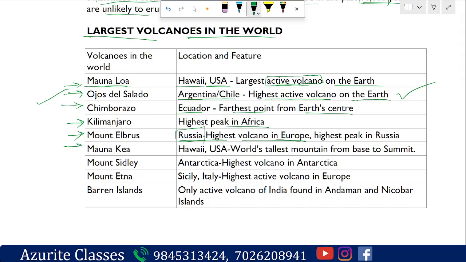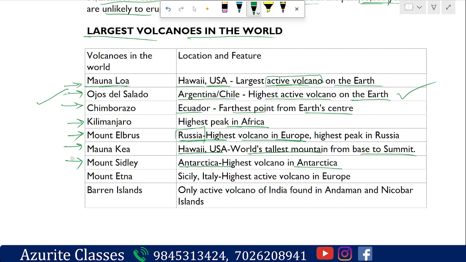Next is Mauna Kea. Where is it? That is also in USA, in Hawaii only. This is the world's tallest mountain from the base to the summit. This is the world's tallest mountain volcano. Okay, good. So next is Mount Sidley. Mount Sidley is in Antarctica. This is Antarctica's highest volcano.